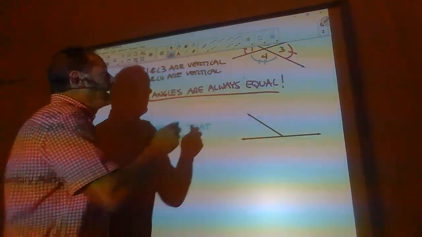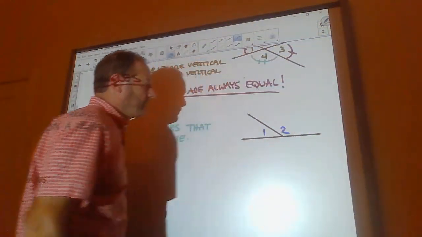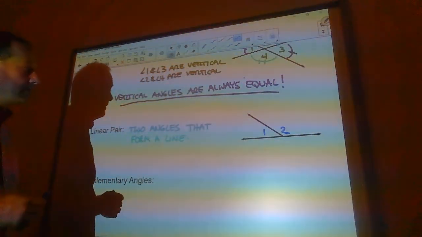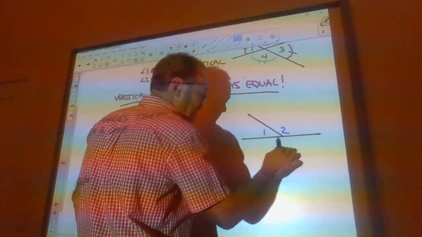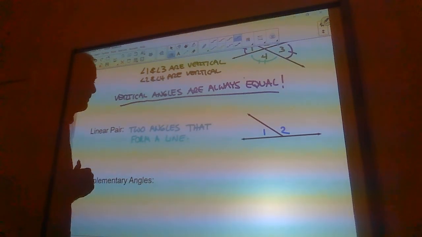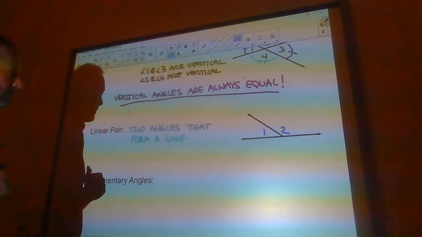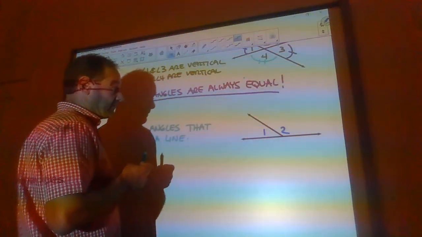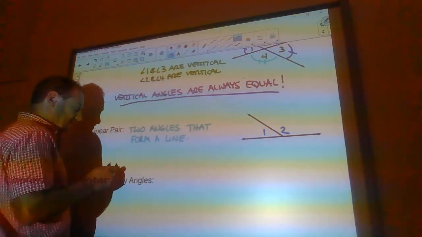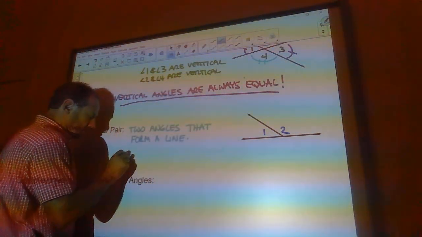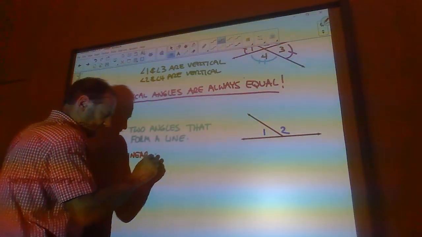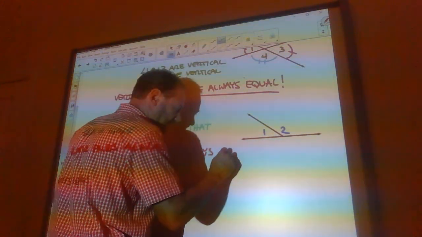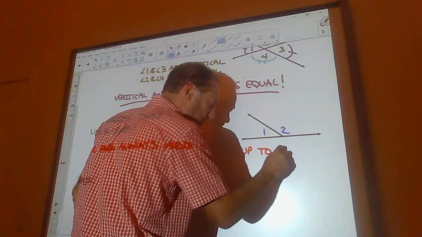Okay, so here I have two angles, angle 1 and angle 2. They share a side, okay? And you can see that the two angles together, they form this line right here. Okay. Now, since this is a straight angle right here, it's always equal to 180 degrees, which means that linear pairs always add up to 180 degrees.